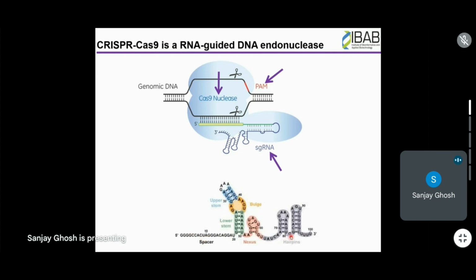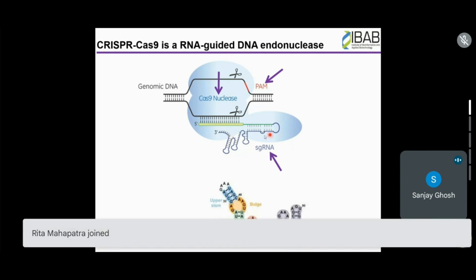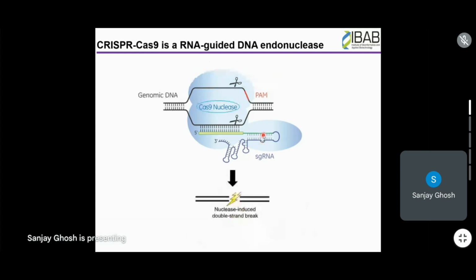So 20 plus roughly 90 here gives the entire guide RNA structure, and this stem loop structure is very, very conserved. Now, what does this CRISPR-Cas9 do? It's very simple. There is nothing big deal about it. CRISPR-Cas9 is used for engineering DNA just by creating a double strand break.